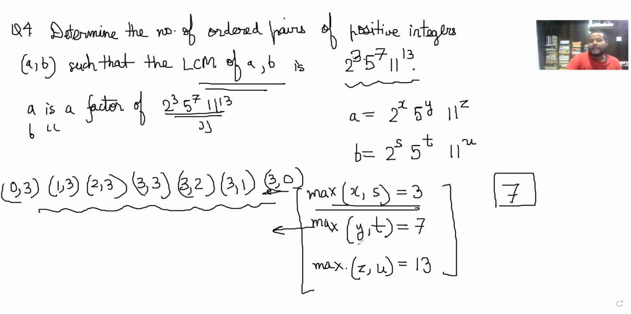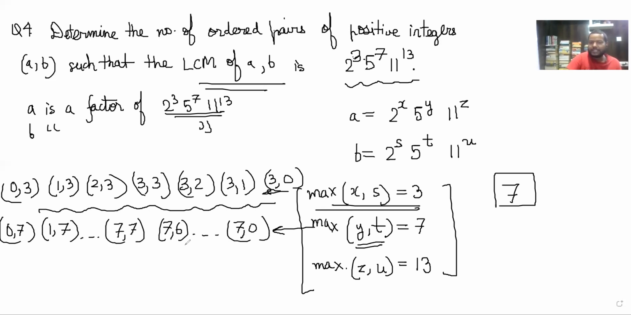Similarly here, the maximum of Y and T is 7. So you can create pairs like 0,7; 1,7; same process till 7,7; and then 7,6 and so on till 7,0. So you can see that 7, 7, and one central one, so there will be 15 choices here. And there will be similarly 13 into 2 plus 1, 27 choices here, right?